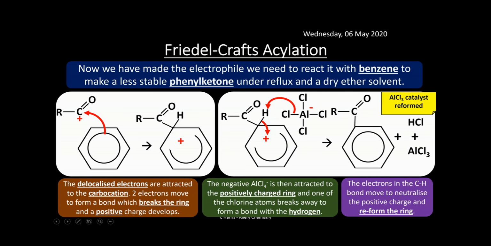So we've reformed our halogen carrier, and that is why we call it a catalyst, because the catalyst is never used up, it is reformed in the end. You can see it's called a halogen carrier because effectively it's just carrying the halogen until this step, when the halogen is used to make HCl.